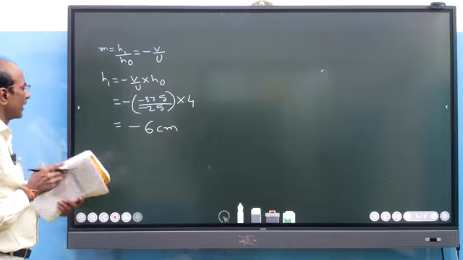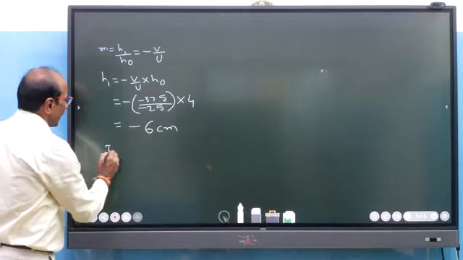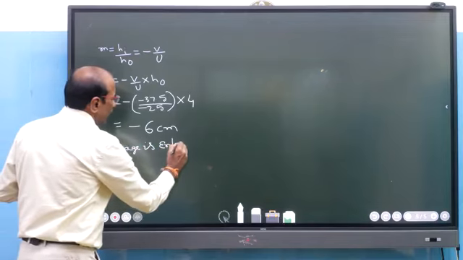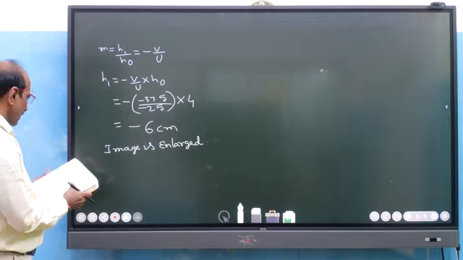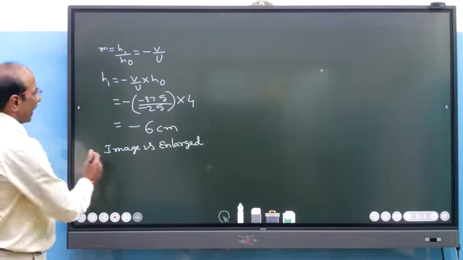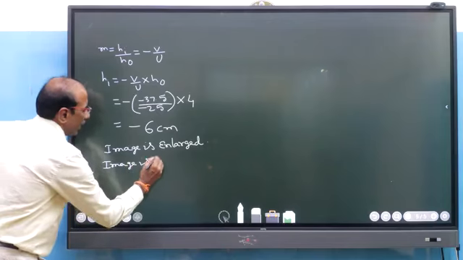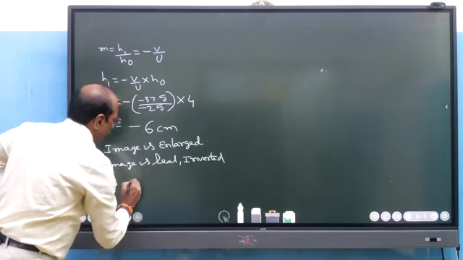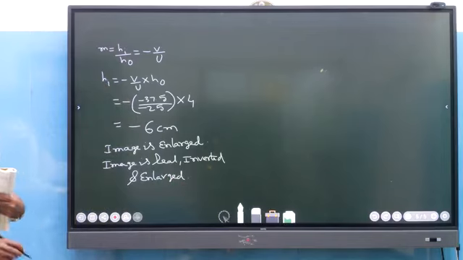Minus 6 centimeter means that the image is enlarged. So the image is real, inverted and enlarged. This is the answer for the second problem.